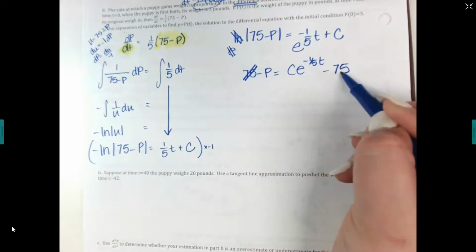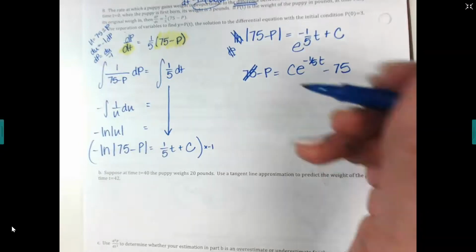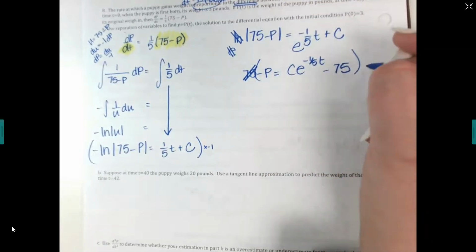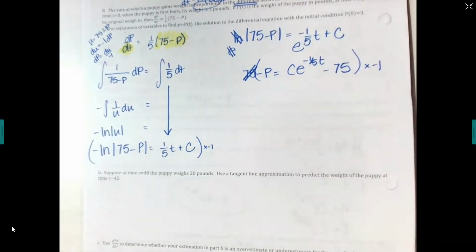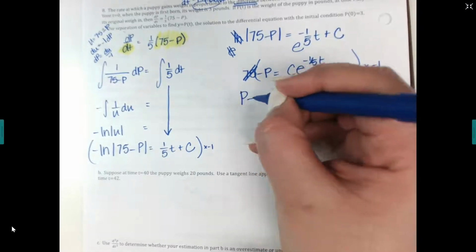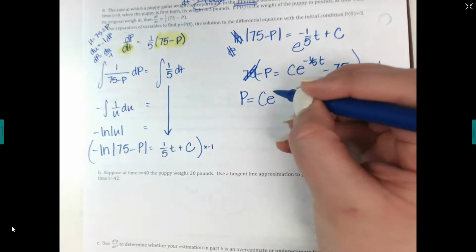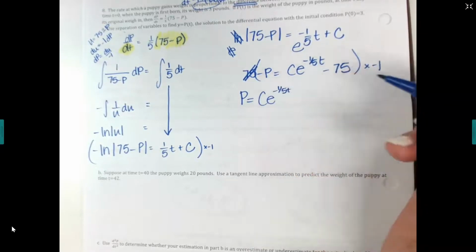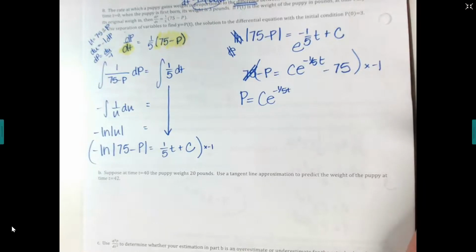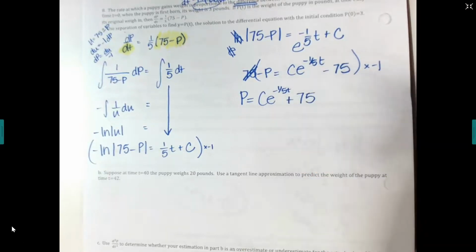Minus the 75, and then I'm done? Multiply by negative 1. To get rid of that negative, I end up having to times by negative 1 again. So now my p turns positive. Do I change the sign on my c? No. Don't change the sign on your fifth t. That's up in the exponent anyways. But my minus 75 will now be a plus 75.